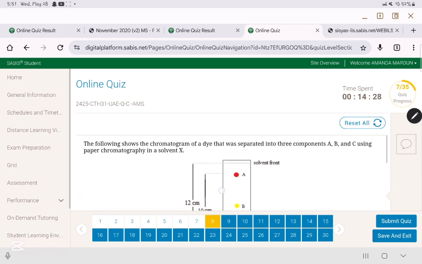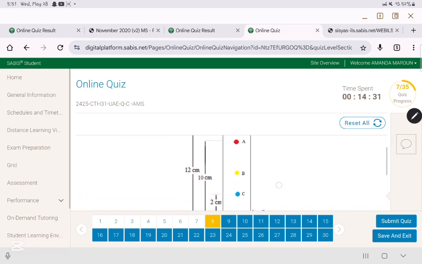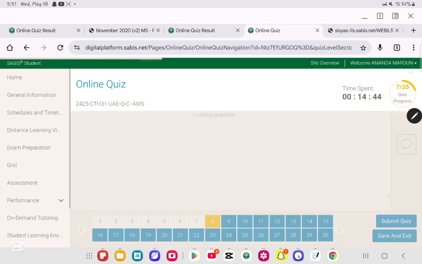Again, the equation to find the RF value is the distance of the component from the baseline versus the distance of the solvent front from the baseline. And versus means over, by the way. Okay? Move on to question number 9.